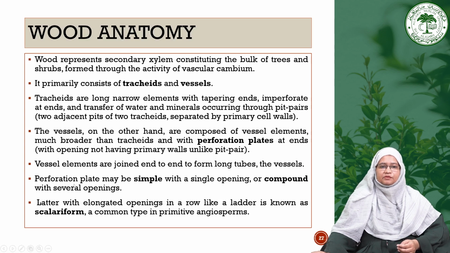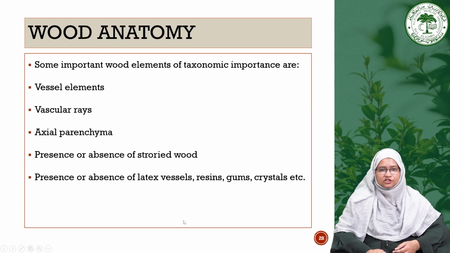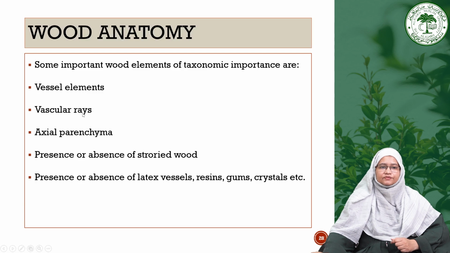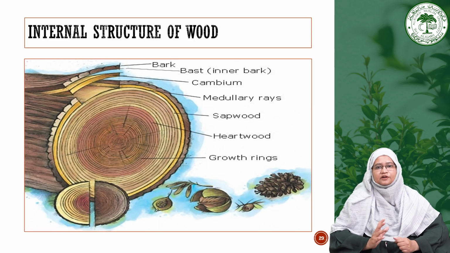Then the perforation plate may be simple, with a single opening, or may be compound, with several openings. The latter, with elongated openings in a ladder-like arrangement, is known as scalariform, which is common in primitive angiosperms. If we see the wood anatomy, several features can be used to identify a taxonomic group, like vessel elements, vascular rays, axial parenchyma, presence or absence of storied wood, and the presence or absence of latex vessels, resins, and crystals. There are some features which can be used from the wood anatomy to identify a particular species.